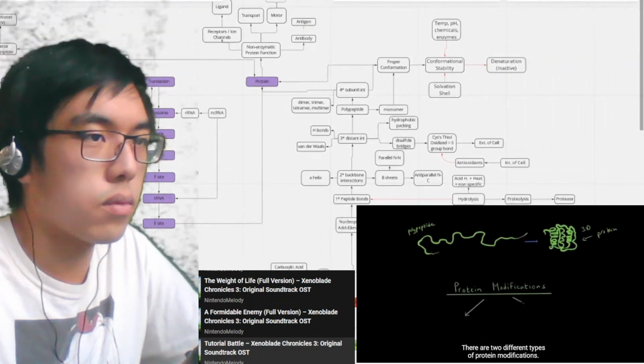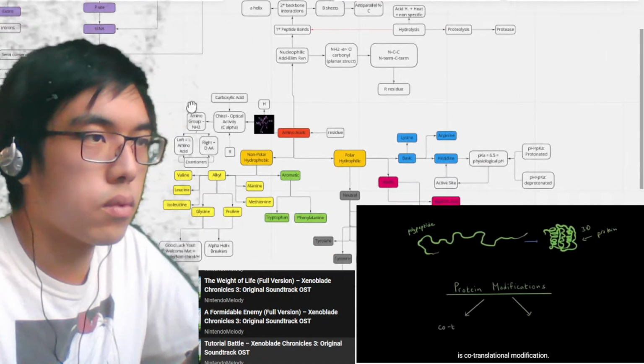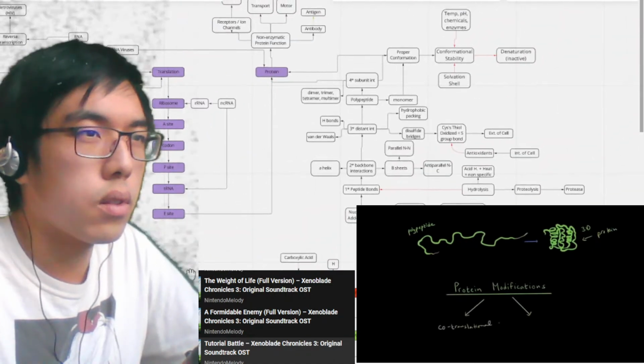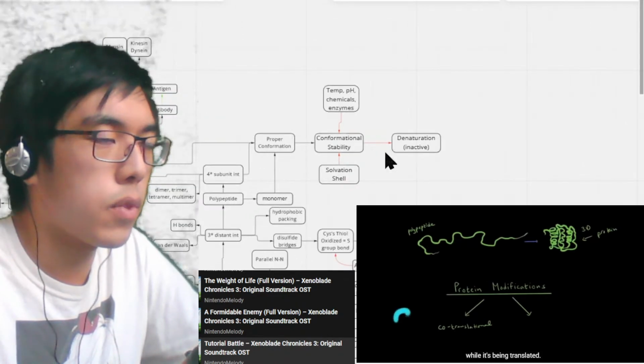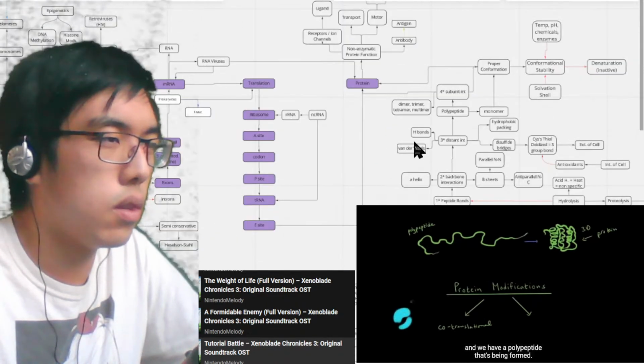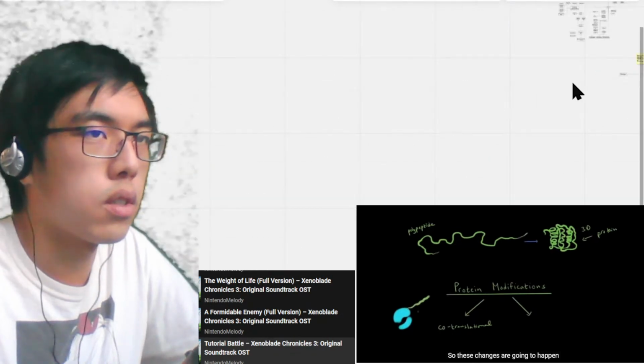There are two different types of protein modifications. The first type is co-translational modification. And that means that these are modifications or changes that happen to the protein, or actually to the polypeptide, while it's being translated. So over here, these changes are going to happen while the polypeptide is being formed.